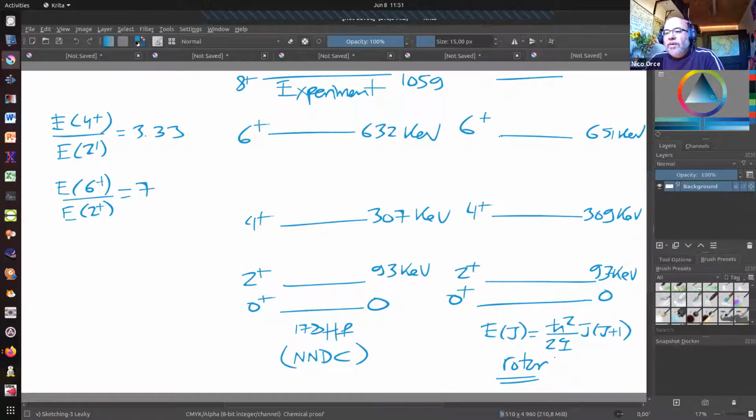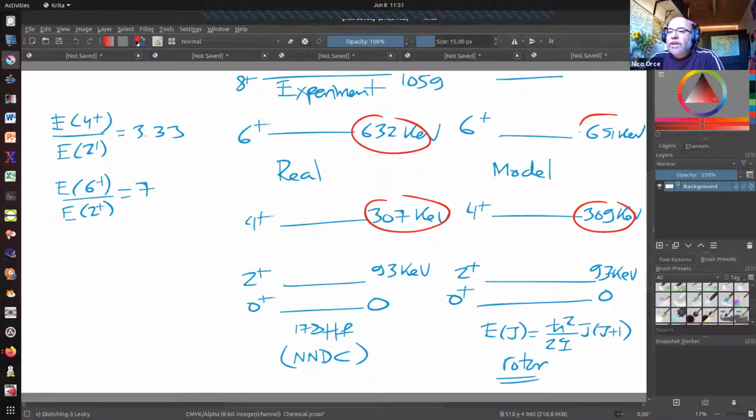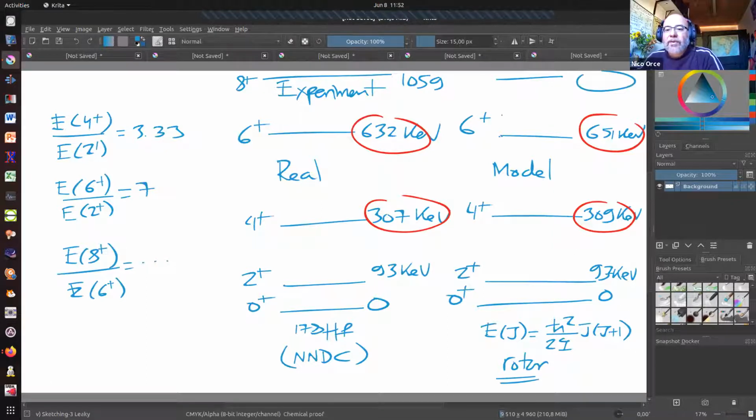As you can see, this is reality, and our rotor model is predicting the energies quite nicely, and this is not the best rotational case. I just show it, but you see the energy 632, 651. We can also get the energy of the 8 plus over the energy of the 6 plus and see what the ratio is and see what's coming here. And I leave this for your exploration.